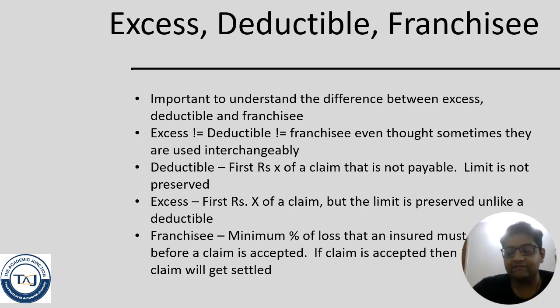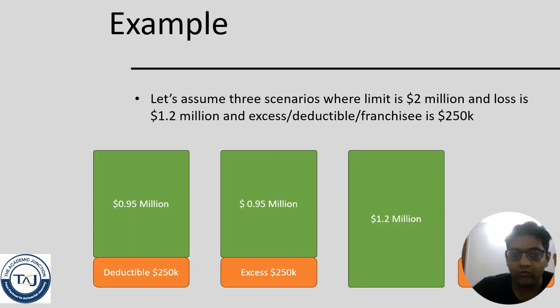Now let us take a look at an example and see how these 3 components will affect the claim scenario. Let's consider a simple scenario. Let us assume that we have company X that has taken a $2 million policy. So the limit is $2 million. And unfortunately, it suffers a loss of $1.2 million.